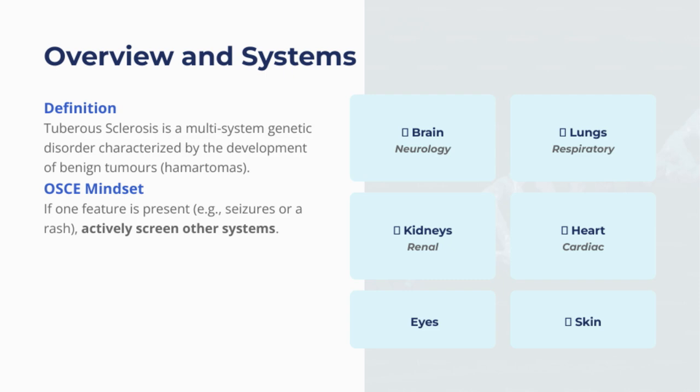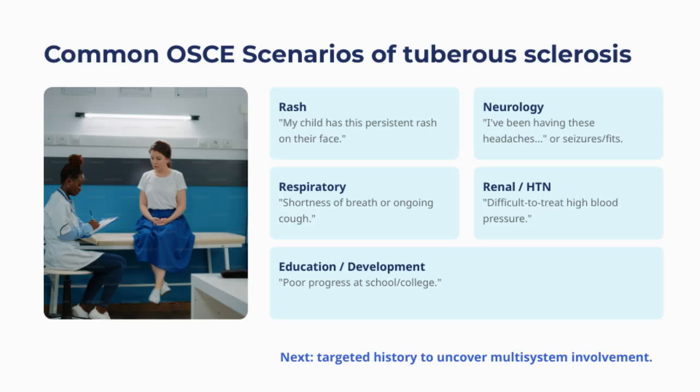This condition is characterized by benign tumors known as hamartomas forming across multiple systems, which is why it's called a multi-system disorder. An important point to remember is the OSCE mindset. If you identify one feature, like a seizure or a skin lesion, make sure to screen for other associated systems. This comprehensive approach helps in early diagnosis and better management of the disorder. Next, we'll look at the targeted history we need to uncover multisystem involvement in tuberous sclerosis.